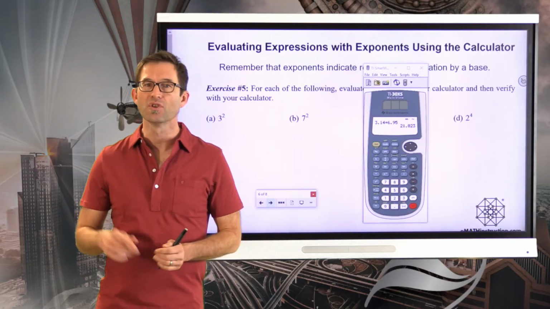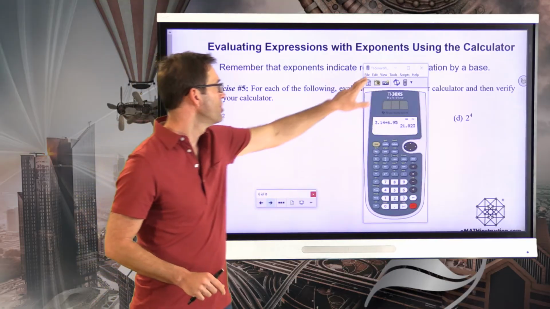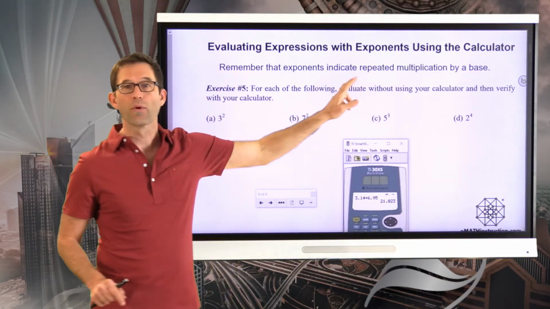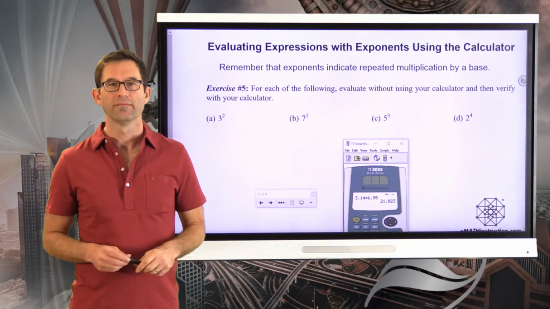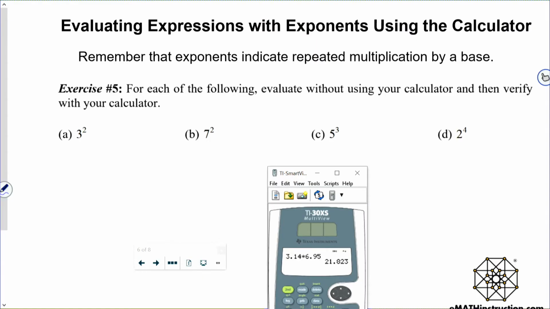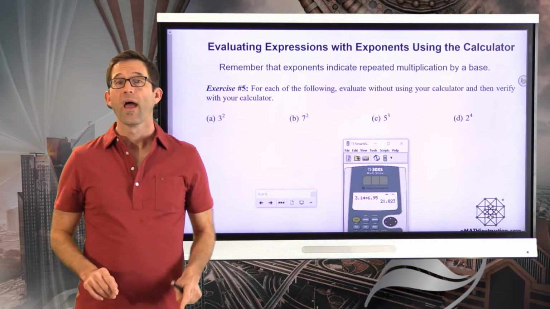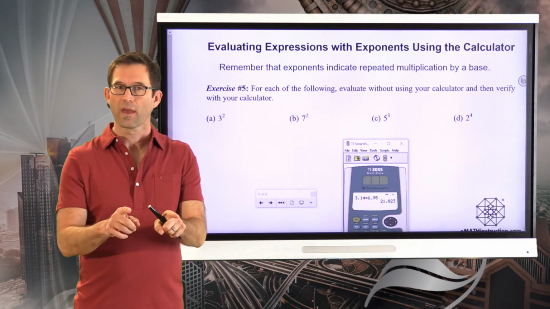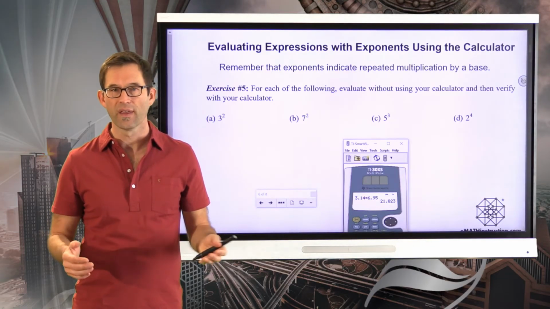Evaluating exponents using the calculator. Haven't done a lot of exponent work this year, but the simple idea, right, is that exponents indicate repeated multiplication by a base. All right? So exercise number 3. For each of the following, evaluate without using your calculator and then verify with your calculator. All right, so let's do this. Together, let's do letter A and C without the calculator, and then have you do B and D without the calculator, and then we'll see how we can use the calculator to actually find the answers, okay?